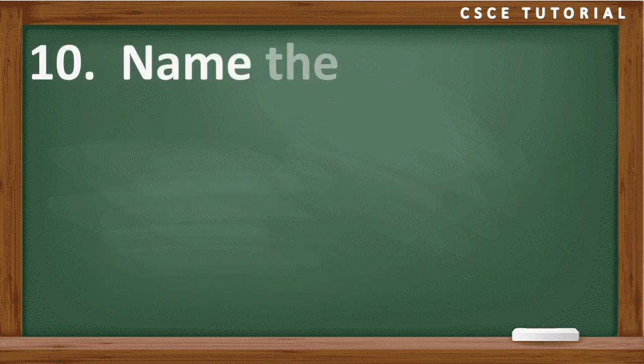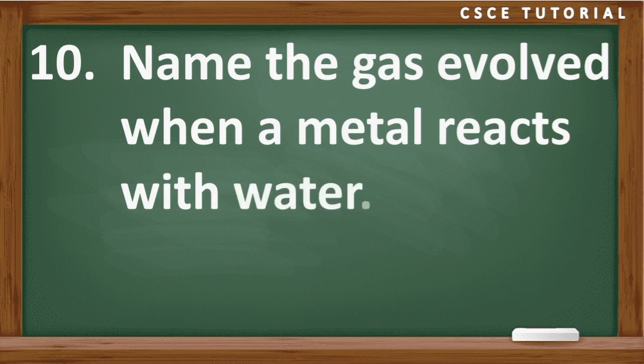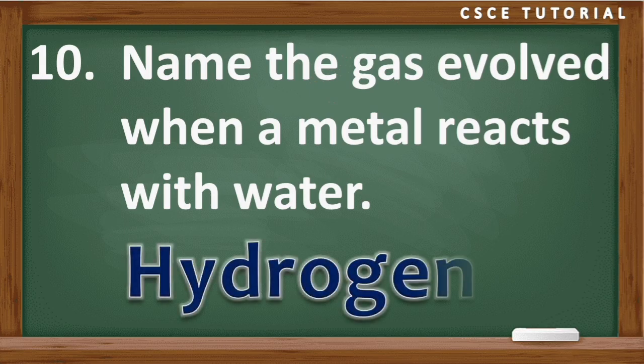10th, name the gas evolved when a metal reacts with water. Now you have to give the name of that gas. Its answer is hydrogen. Hydrogen is the gas which is evolved when a metal reacts with water.